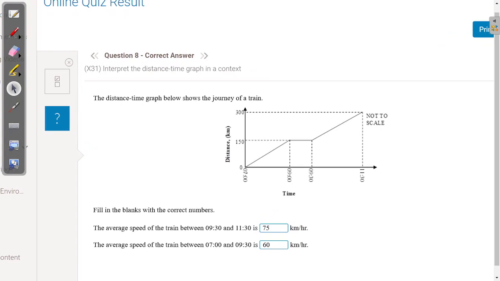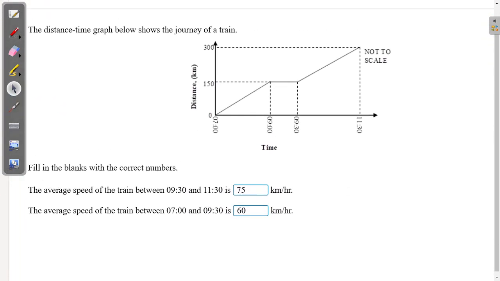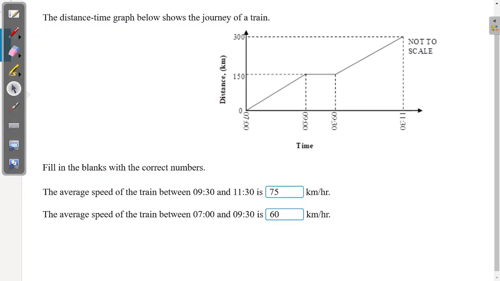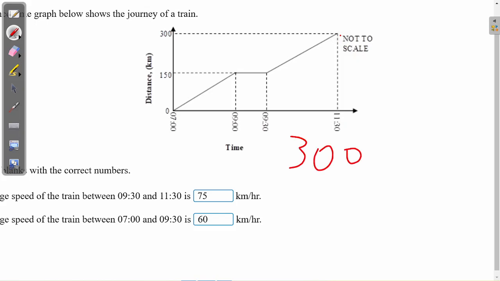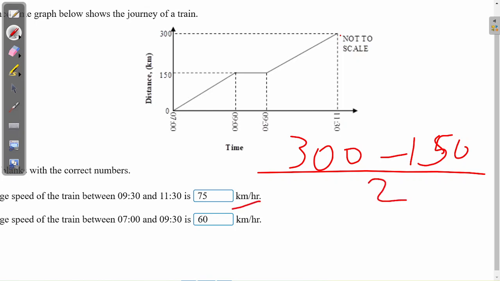This came in a previous AMS, but I'll do it anyway. The average speed between 9:30 and 11:30 is what? Average speed is x final minus x initial over t final minus t initial, or simply the slope, but it's the same thing anyway. So at 11:30 it's 300, and at 9:30 it's 150, so 300 minus 150 over 2 hours, since between 9:30 and 11:30 it's 2 hours. They want kilometers per hour, so it will be 150 over 2 equals 75 kilometers per hour.